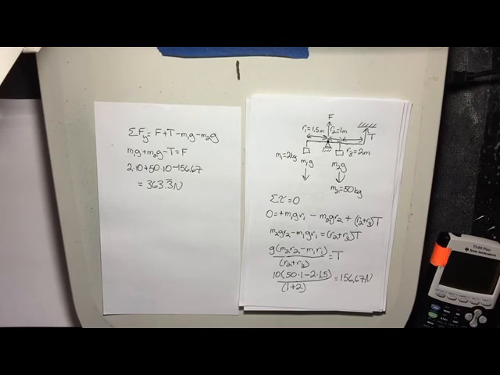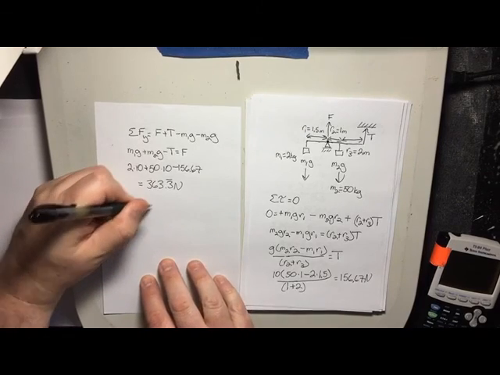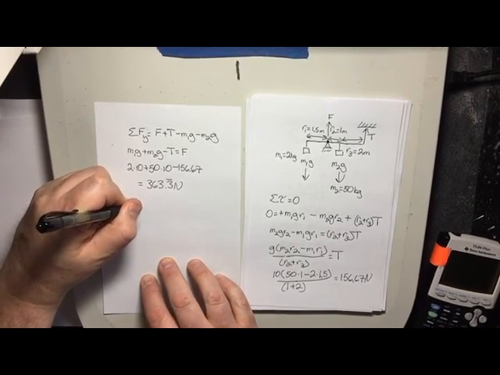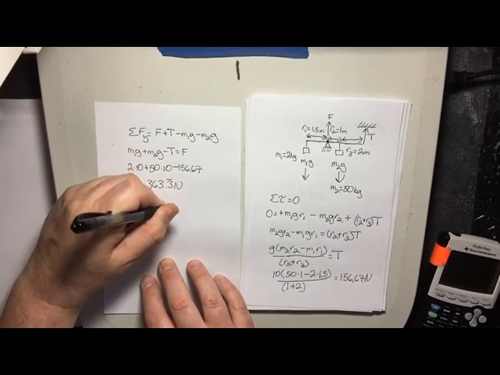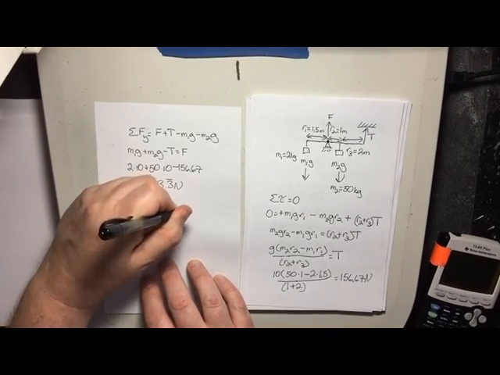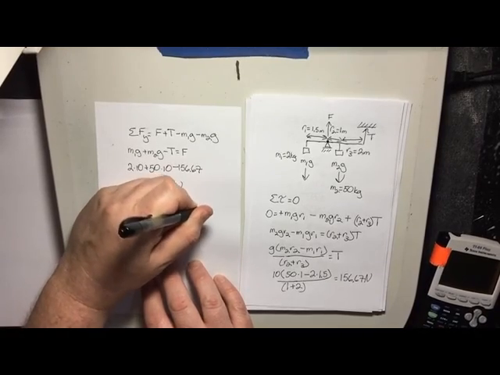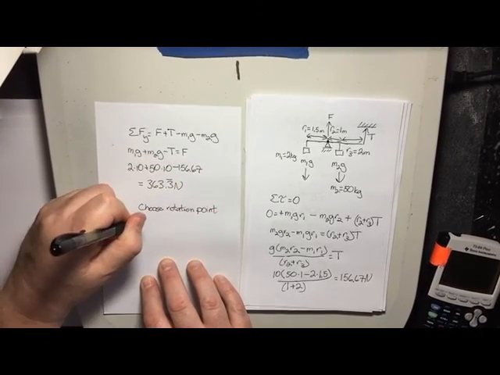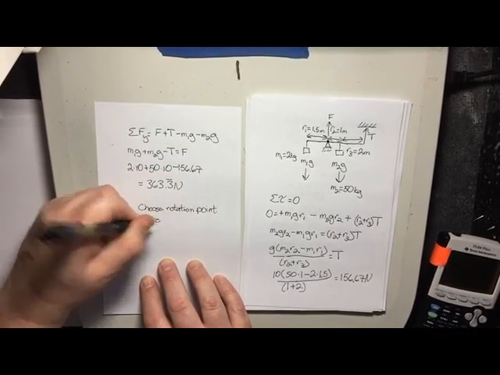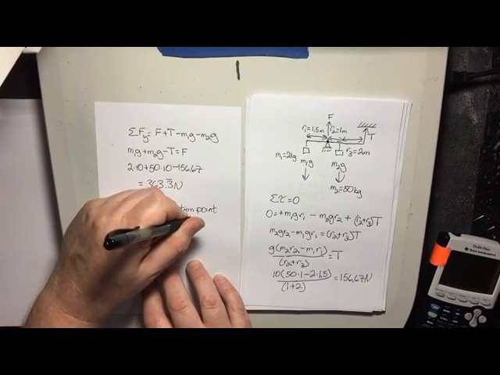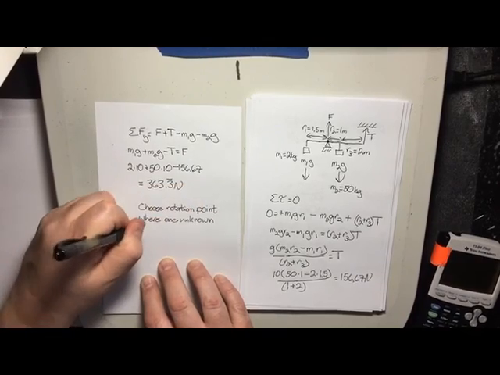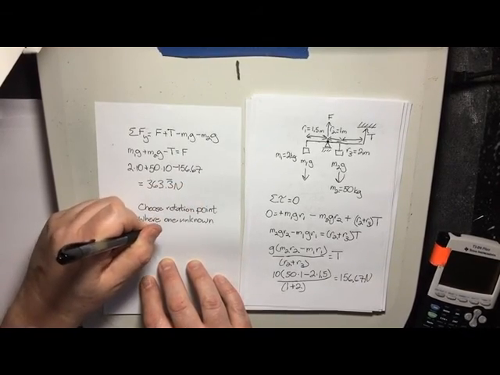One of the things that it's just a procedure that you do again and again is choose a rotation point where one unknown is irrelevant.